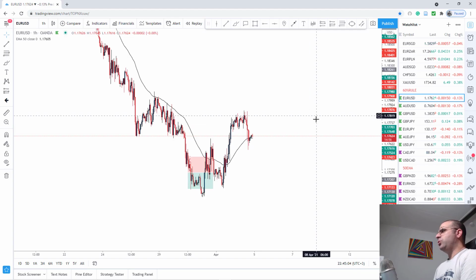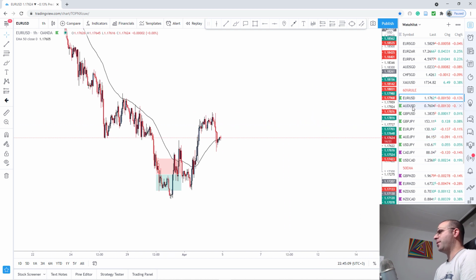Today, traders, we will be doing the weekly forecast for the week from the 5th of April until the 9th of April.